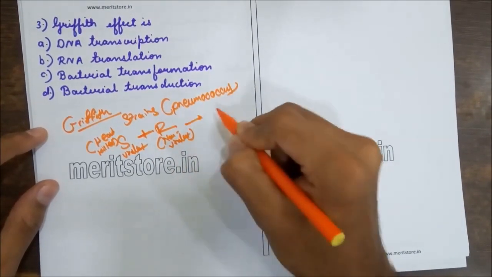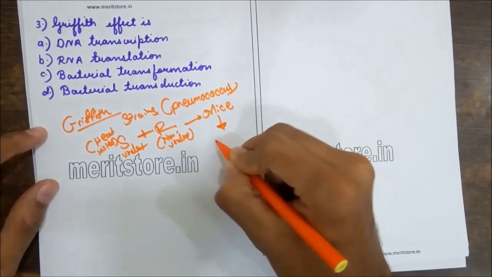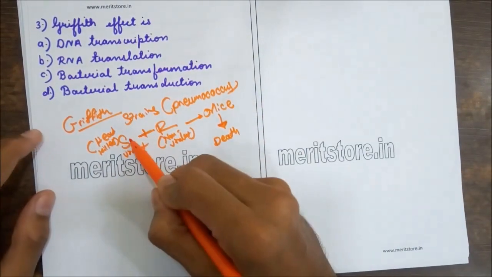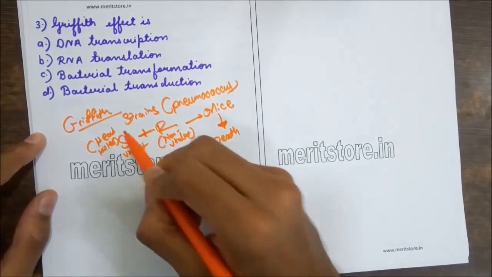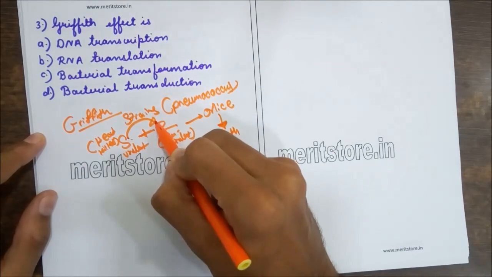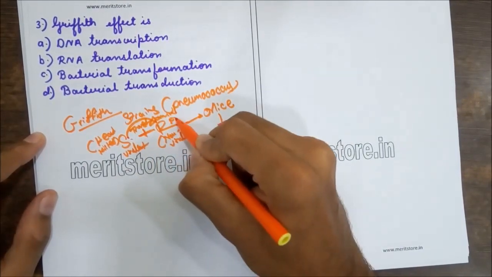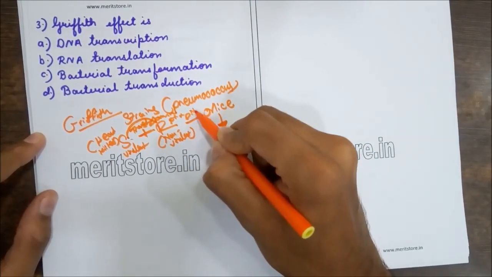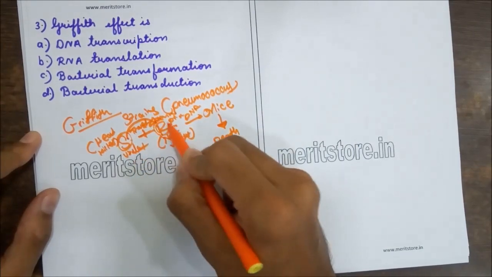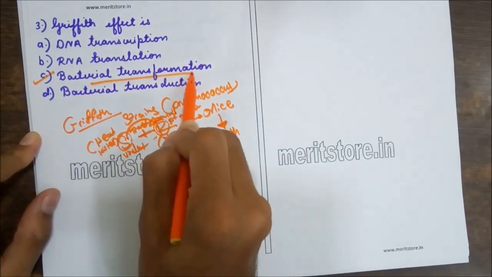So he injected them into mice, which resulted in death of the mice. So there was a certain principle which got transformed from the virulent strain to the non-virulent strain. This transforming principle was later found out to be DNA. Since it was a transformation of one type of bacteria into another, it is known as bacterial transformation. So C is the correct answer.